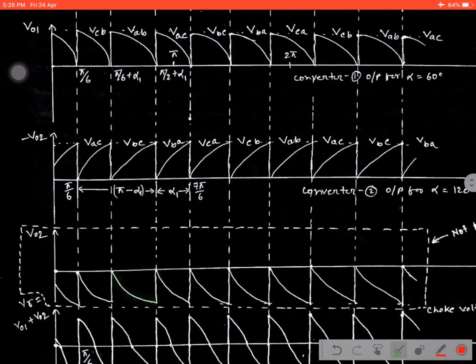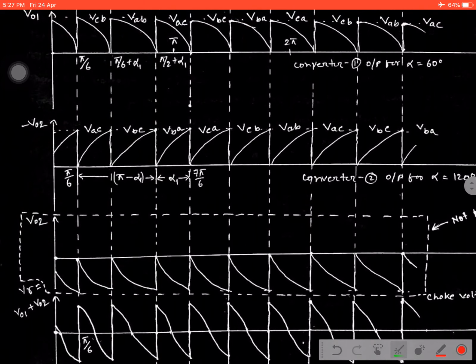Now we can add the rectified outputs from both converters, as both appear across the load. That means, to form the waveform of the instantaneous voltage difference, VO1 minus VO2, we can say VO1 plus VO2. So easily we can add these two waveforms, which will provide you the instantaneous voltage difference. That is well defined here.